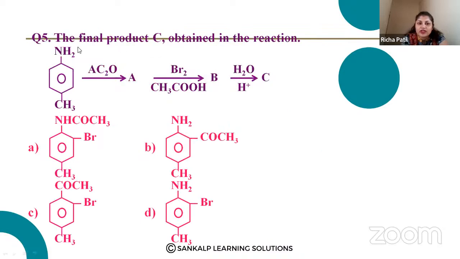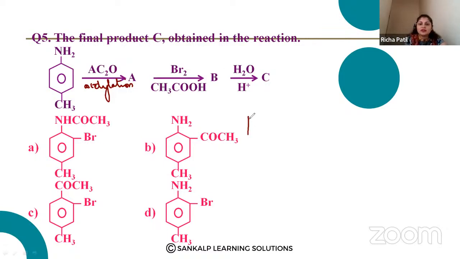Next, we'll see questions. So the final product C obtained in the reaction. They have given the reactant and the reaction conditions, so you have to go on finding which is A, B, and C. They are interested in the C product. So just solve it. First step, they have done acetylation. Ac2O is nothing but you are doing acetylation. So what do you yield here?